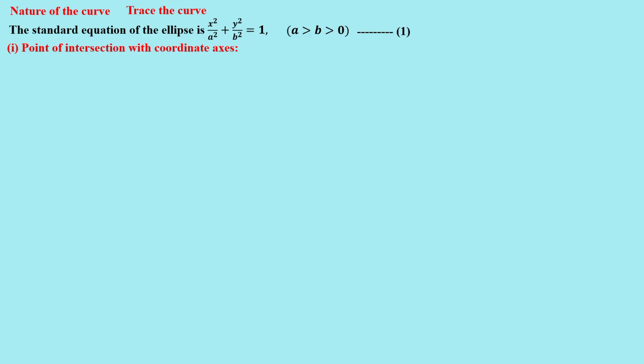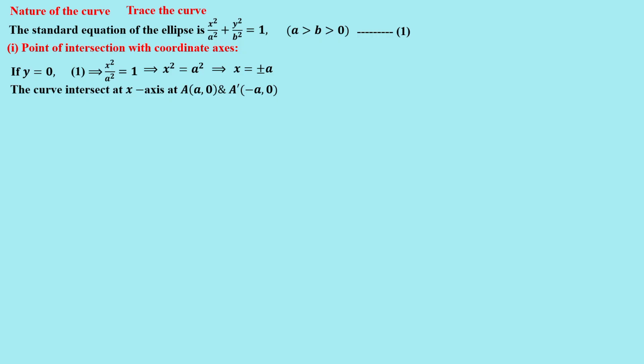First, the point of intersection with the coordinate axes, the x axis and y axis. For that, first we are taking y equal to 0. Put y equal to 0 in equation 1, then we will get x square by a square equal to 1. Therefore x square is equal to a square, so x is equal to plus or minus a. So x gets two values, plus a and minus a. Therefore the curve intersects the x axis at 2 points. The first point is capital A, that is a comma 0, and the second point is A dash, minus a comma 0.